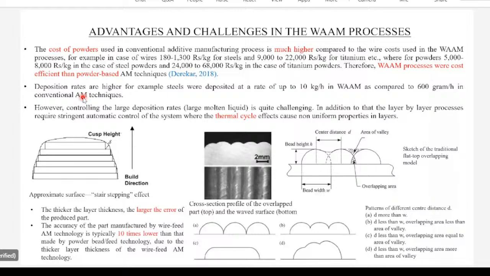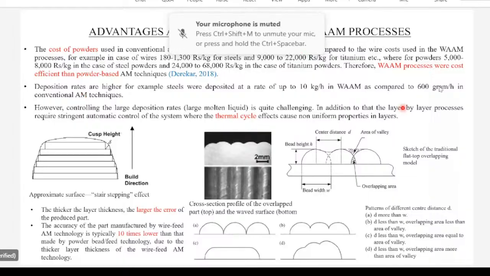So this I've already discussed. Deposition rates are higher. For example, steels are deposited at a rate of 10 kg per hour in VAM as compared to 600 grams per hour in conventional additive manufacturing techniques. So there's a vast difference in deposition rate. That's why VAM is stepping in.